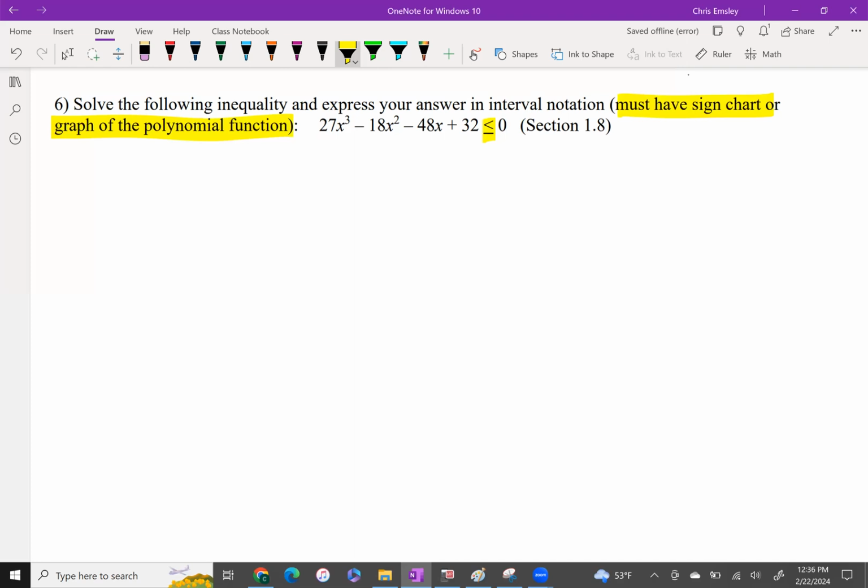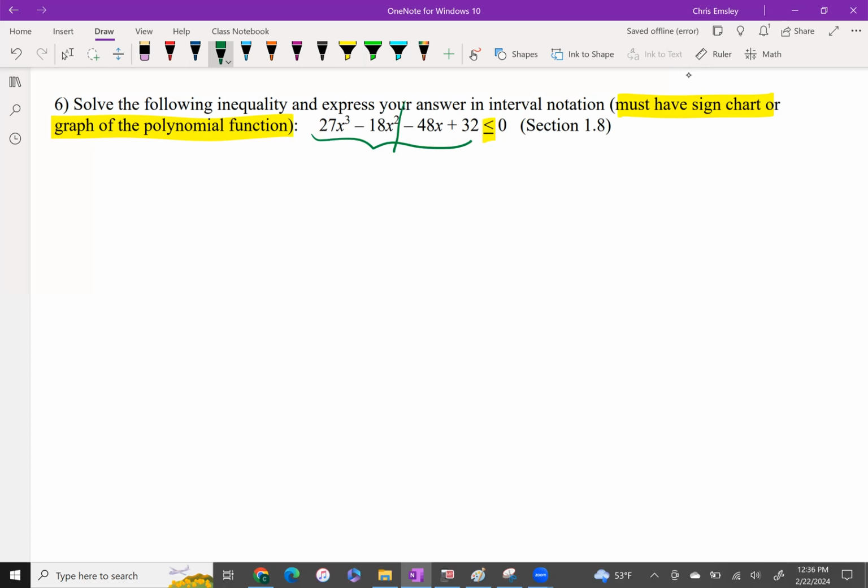So on a problem like this, first thing we want to do is find what we can call key numbers or boundary points. They are the x-intercepts, but we need to find those important values first, and we're going to do that by factoring.